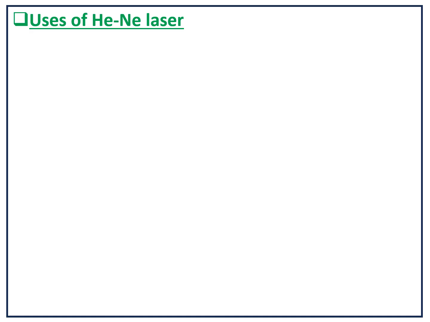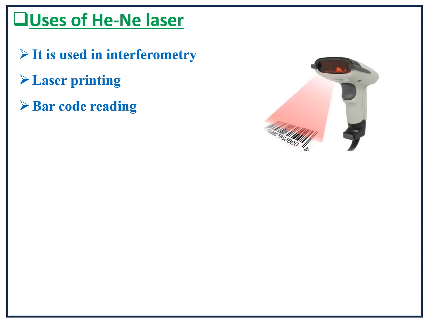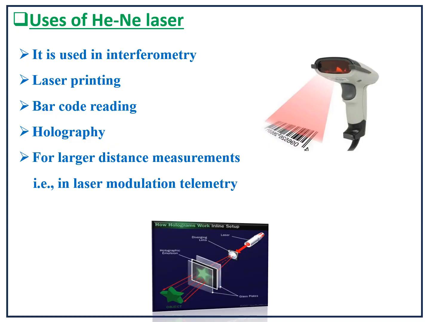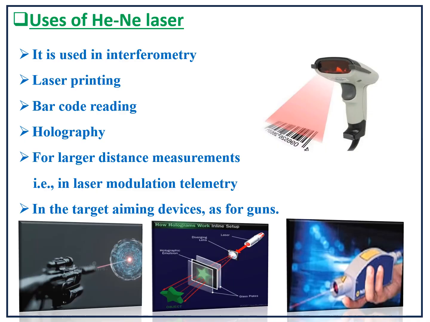The uses of helium neon laser: it is used in interferometry, in laser printing, also in barcode reading, holography, then for larger distance measurement, that is in laser modulation telemetry, and finally in target aiming devices for guns.